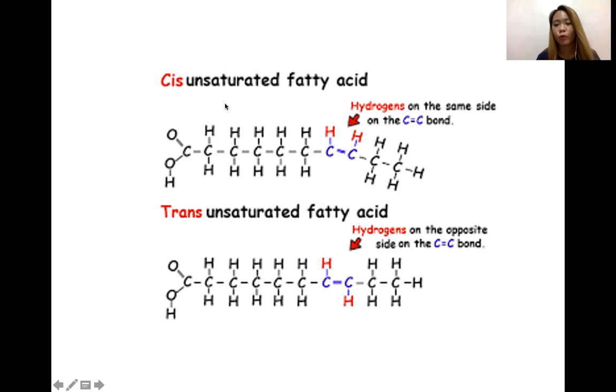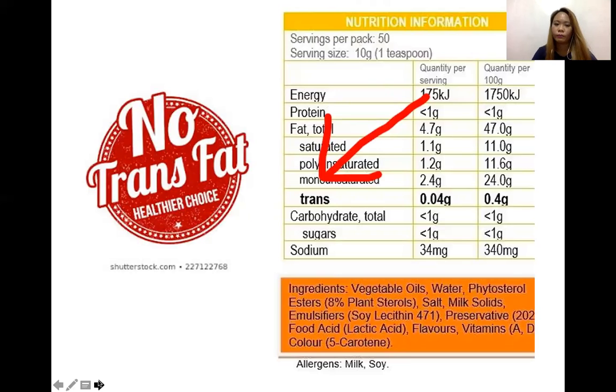Now, we said unsaturated fatty acids are healthier. So does it mean that both cis and trans unsaturated fatty acids are healthy? The answer is no. So, sorry, your cis is healthier compared to your trans fat. So if you can see here in this picture, it says here that there is no trans fat, meaning it's healthy because it does not contain any trans fat.